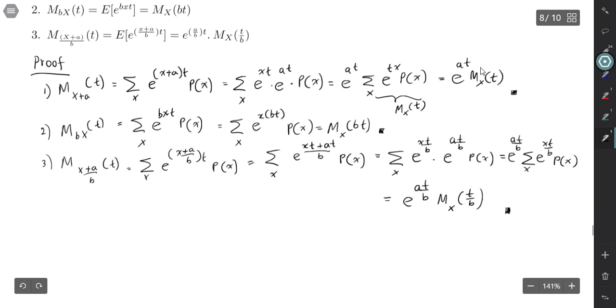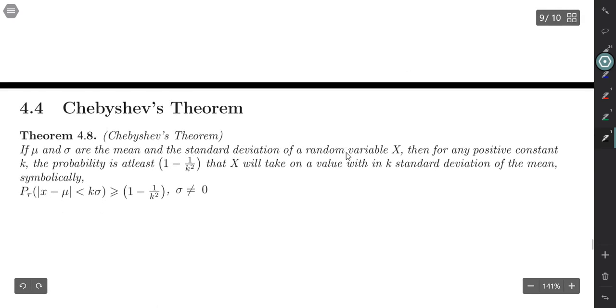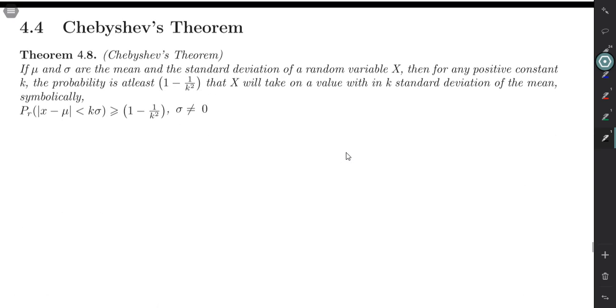And you can easily use these expressions when you have to simplify your moment generating function. In the next section, we are going to look at two important inequalities that will be useful in calculations which involve information on the mean and the standard deviation or the variance.